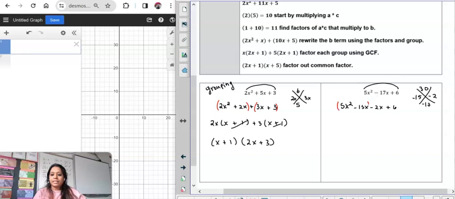I'll group the first 2 together. Now be careful here. This minus has to stay with the 2, okay? But just know that there's a little plus in between. It's not factored. They're not multiplying. All right, let's go ahead and do the GCF.